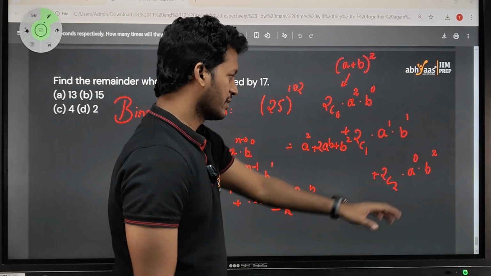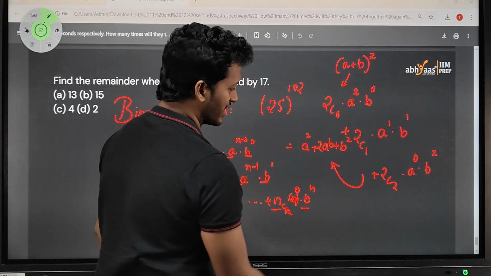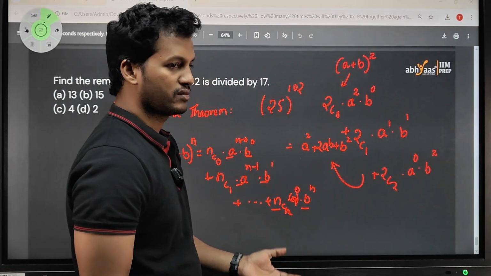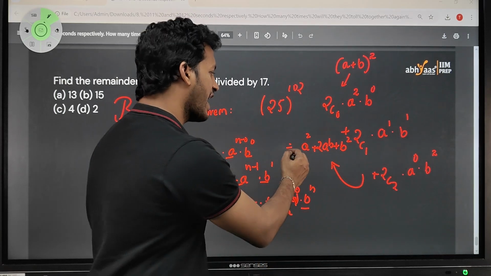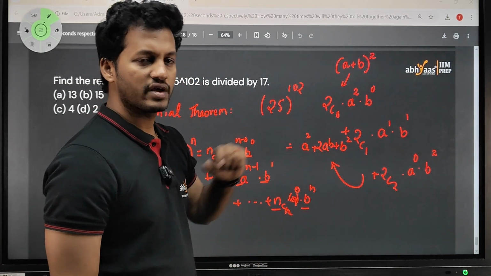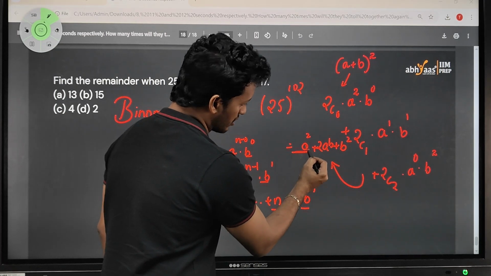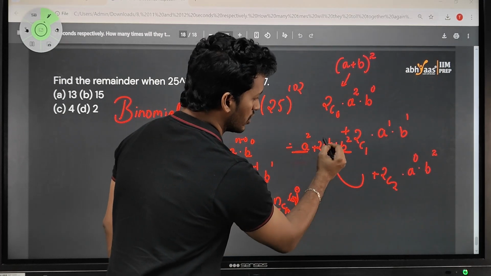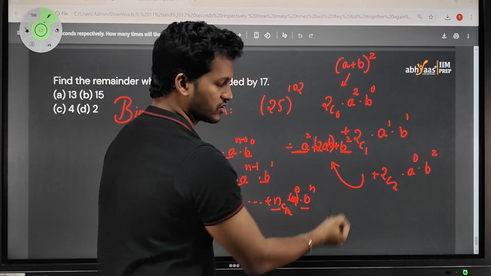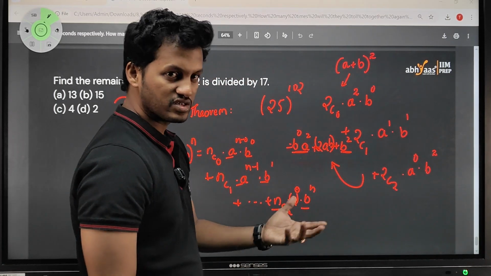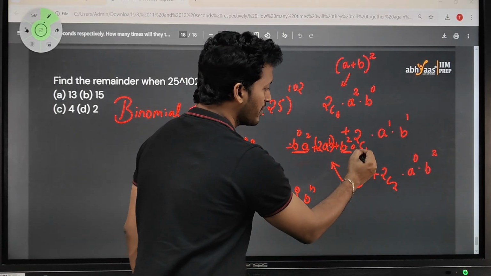If I simplify that value, it will be a square plus 2ab plus b square. But sir, you are saying that I have a and b terms in all the expressions. Observe it carefully. I have b here also and a here also. Not only here, I have them in these terms also. How? They are present as b power 0, that means the value 1, and here a power 0, the value 1.